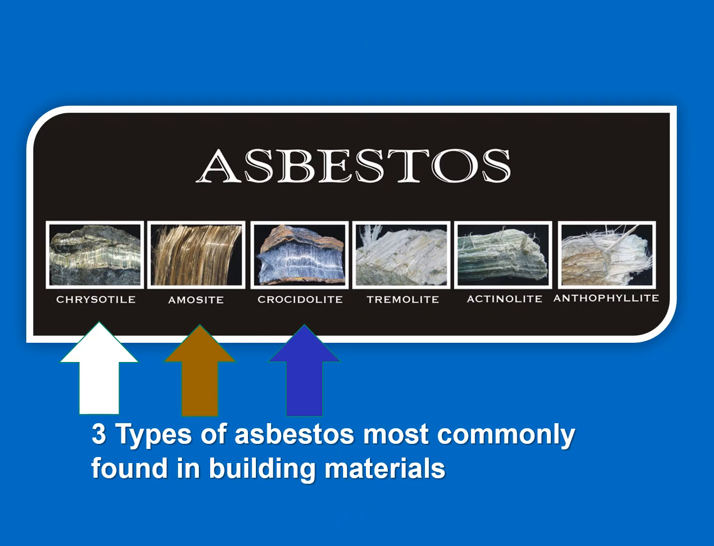So when we talk about asbestos, there are 6 asbestos forms. 3 of them are the types most commonly found in building materials: chrysotile, amosite, and crocidolite. Chrysotile is the most commonly found, with 90 to 95% of all building materials made of chrysotile.